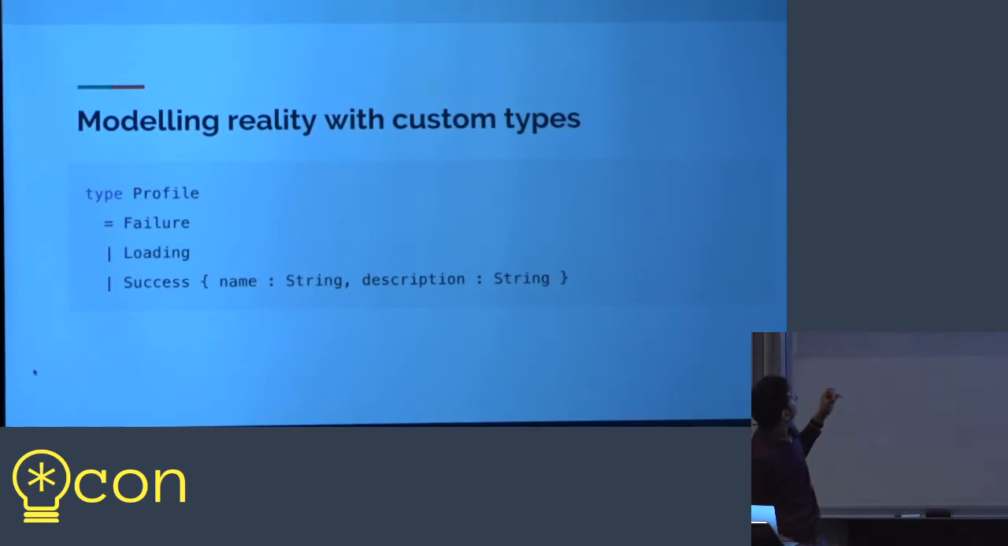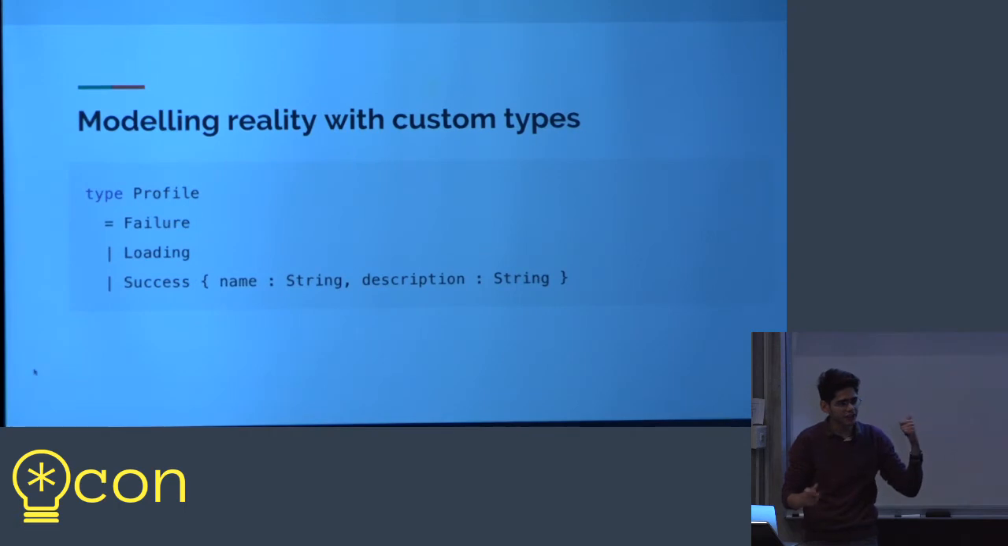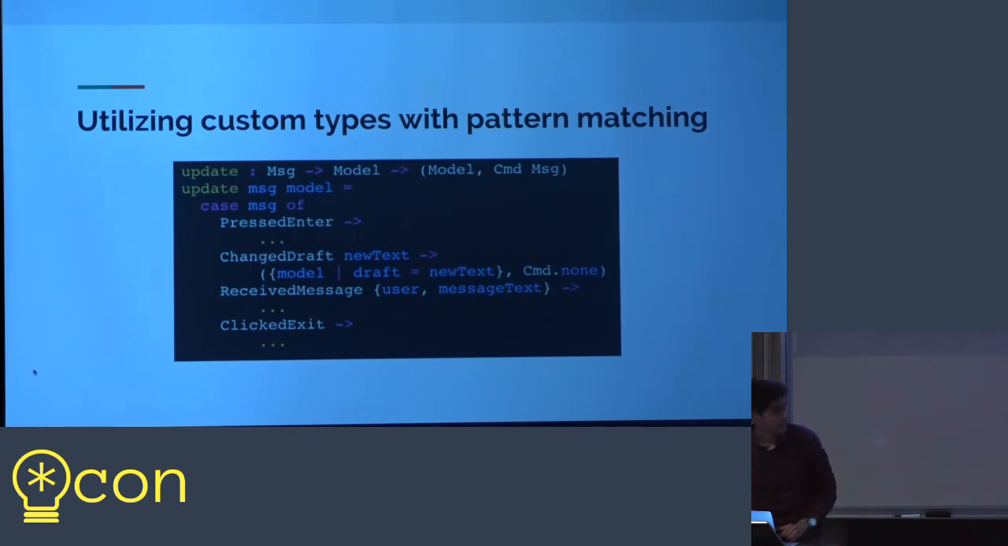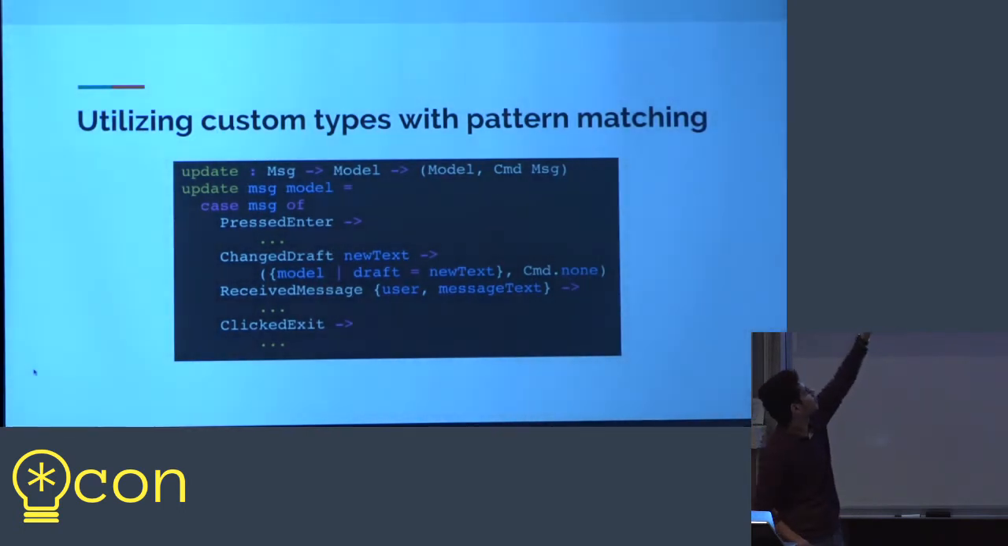Now, why it's useful is that when you write the view function for the profile page, you will have to handle each type accordingly. You will have a case statement for failure, a case statement for loading, and a case statement for success, which means that your application can never crash because you've explicitly handled every possible scenario. And that is just an example of how we will utilize custom types with pattern matching.